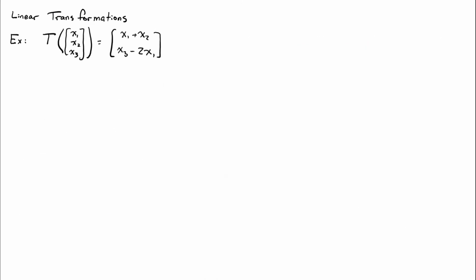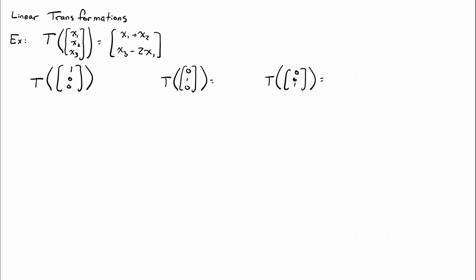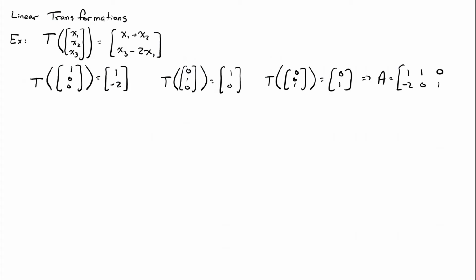Now that we know this is linear, we can compute A. A will have three columns since the domain is R3. The first column is T of 1, 0, 0. The second is T of 0, 1, 0. And the third is T of 0, 0, 1. Compute each of these. So the matrix A is 1, 1, 0 minus 2, 0, 1.